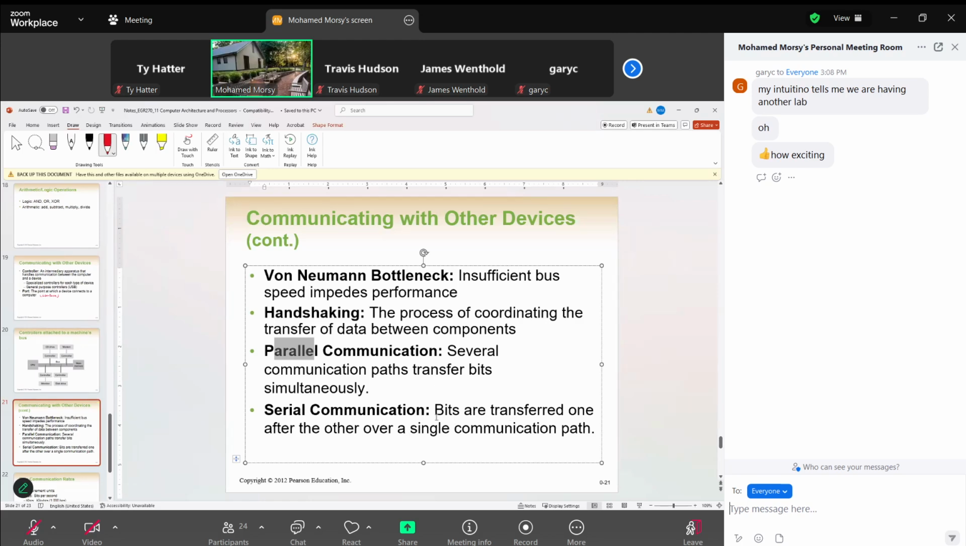Serial communication, bit by bit. What is the advantage of serial communication? There's no crosstalk. No crosstalk. And the disadvantage? Slower. Slower.